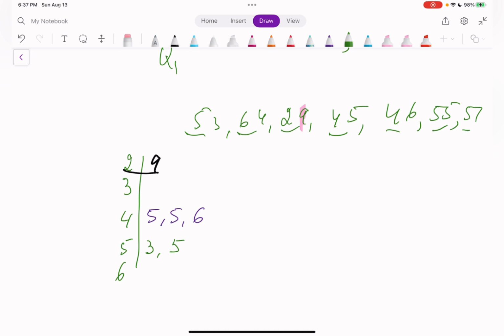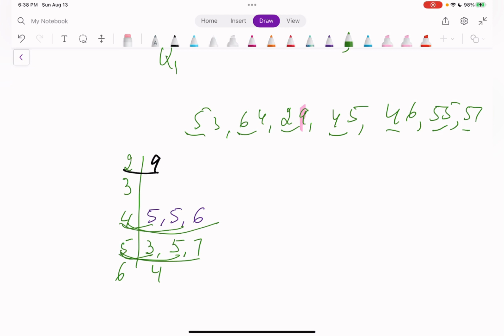And then it's going to be 5, and then it's going to be 7. See, I'm putting in ascending order. And 6, it's going to be only 64. And that is going to be your stem and leaf. Now, to read backwards, you're going to read 45, 45, 46, 53, 55, 57, okay?